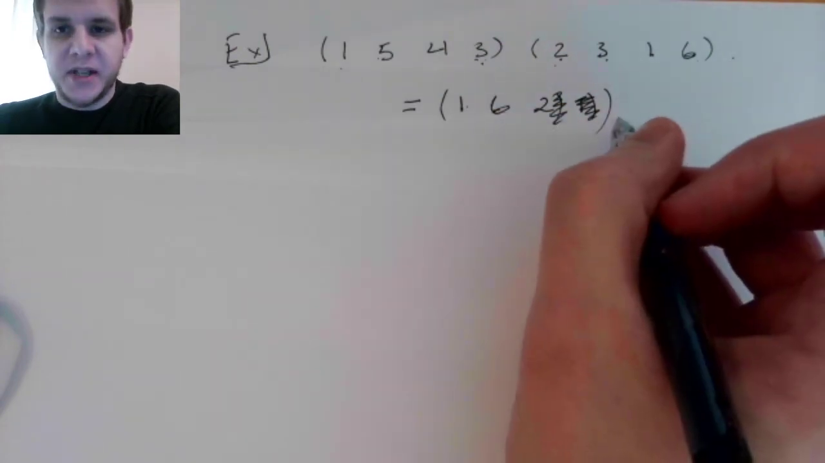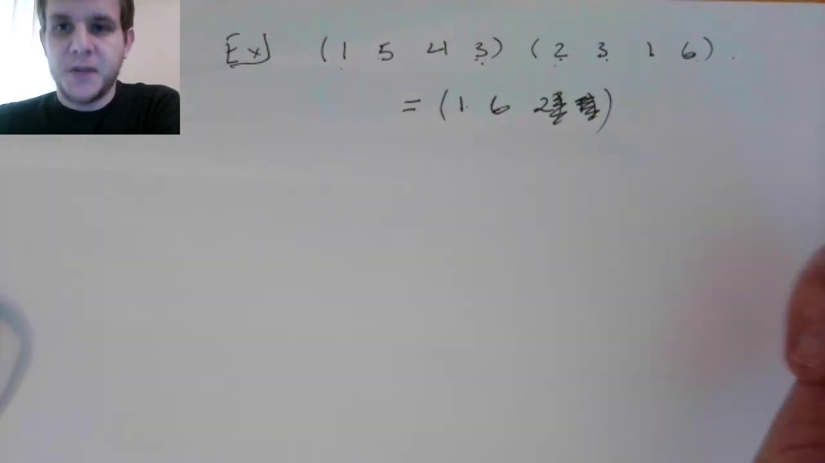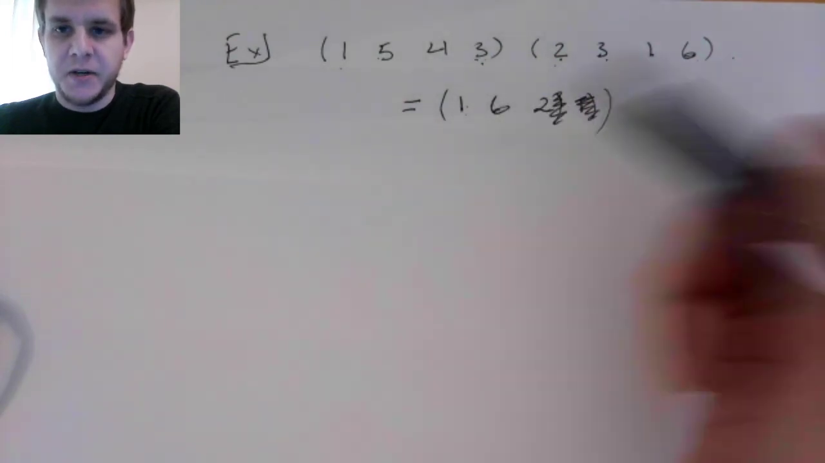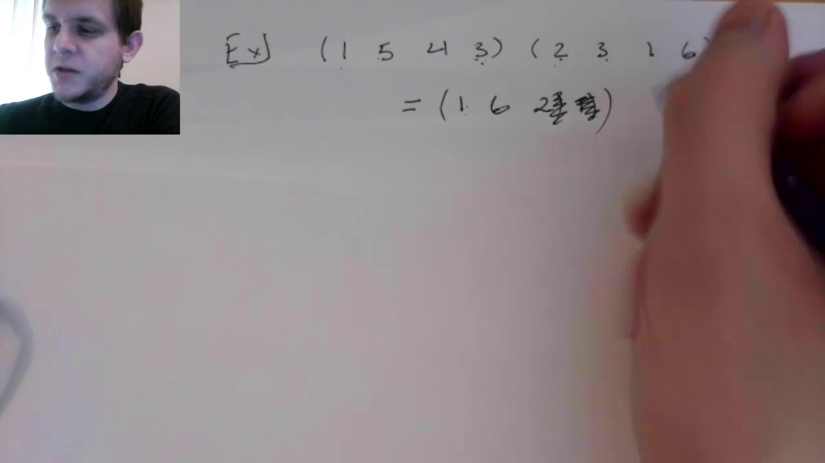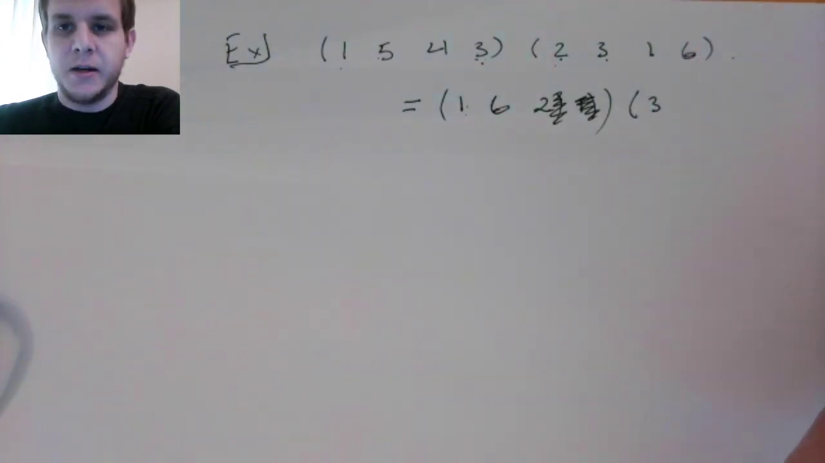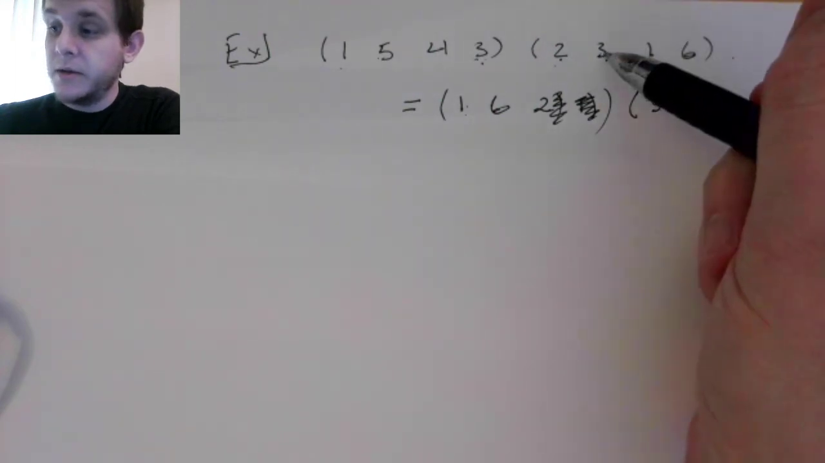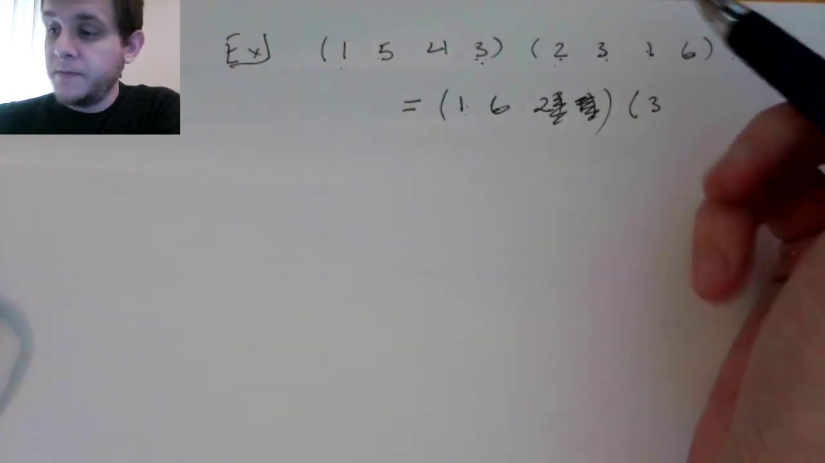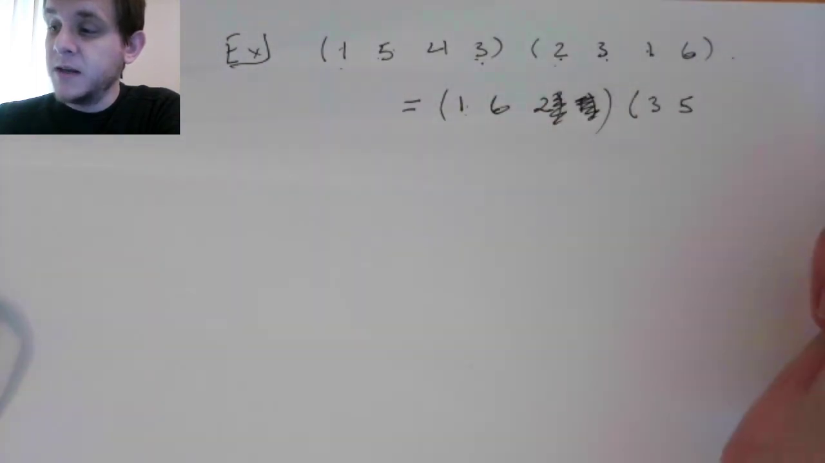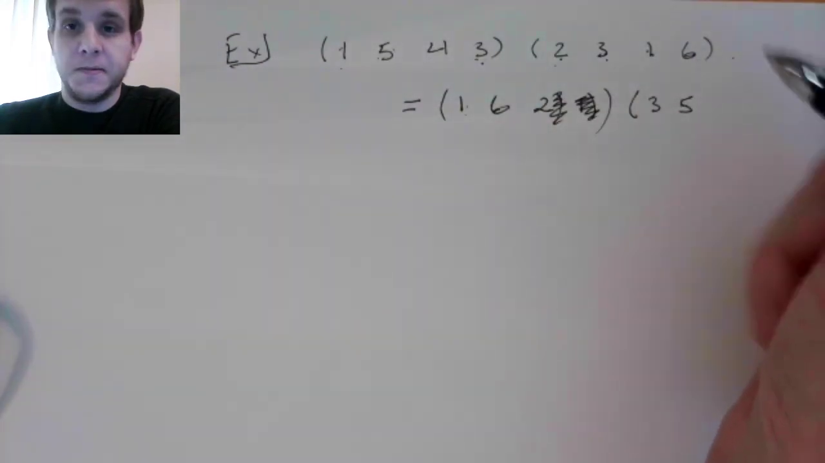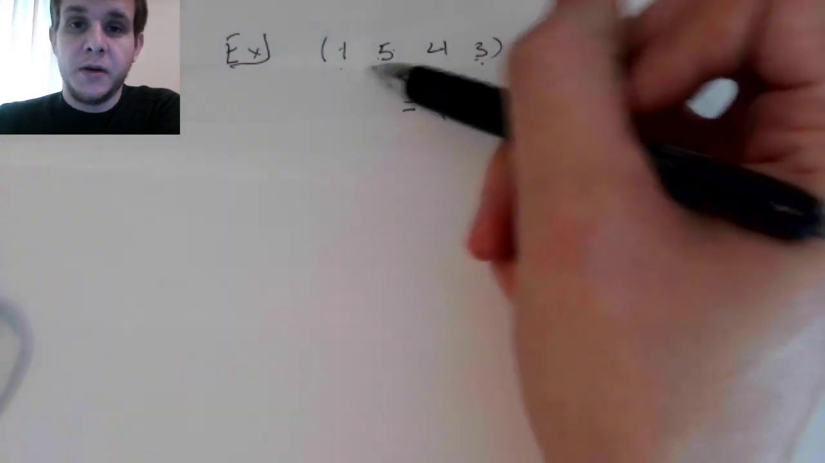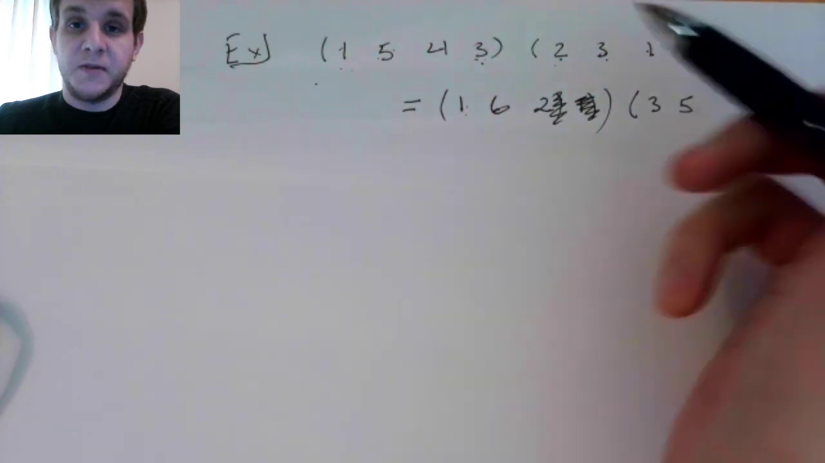One of my cycles is length 3 for this composition. So I want to find the next one. For the next one, I find the first number that's not listed here. So I have 1, 2, and 6. The first number that's not listed is 3. So let's find the cycle that contains 3. So 3 maps to 1, and then 1 maps to 5. So 3 goes directly to 5 under the composition.